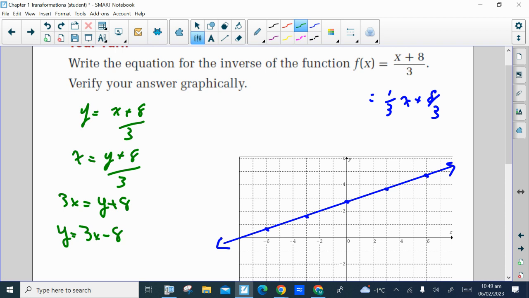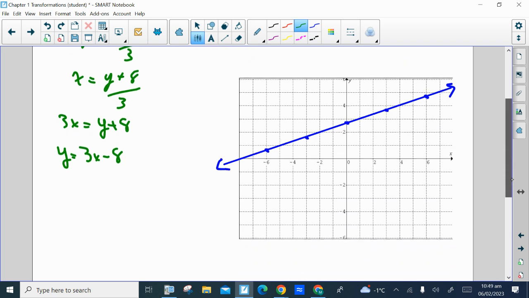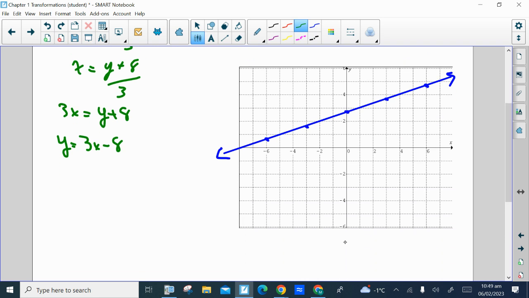Note that for the original graph, you would add 8 first and you would divide by 3 second. The inverse does the opposite operations in the opposite order. Instead of dividing by 3 second, you'd multiply by 3 first. Instead of adding 8 first, you'd subtract 8 second. Opposite operations, opposite order.